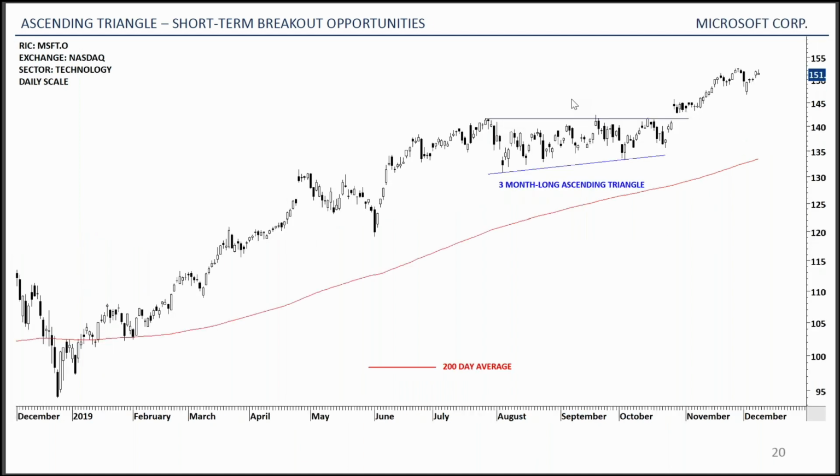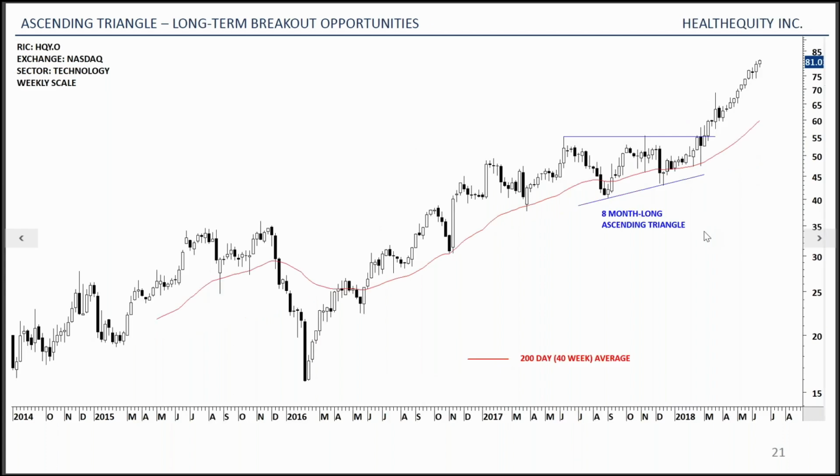Microsoft was another breakout alert that was featured. It's a 3-month long ascending triangle. You can see several tests of chart pattern boundary, breakout taking place with a gap opening. Couple of days of consolidation, price continues higher. 3-month long ascending triangle. It's a bullish continuation chart pattern, so we would like to see a breakout higher from this chart pattern above the 200-day moving average. So the trend filter is also confirmed.